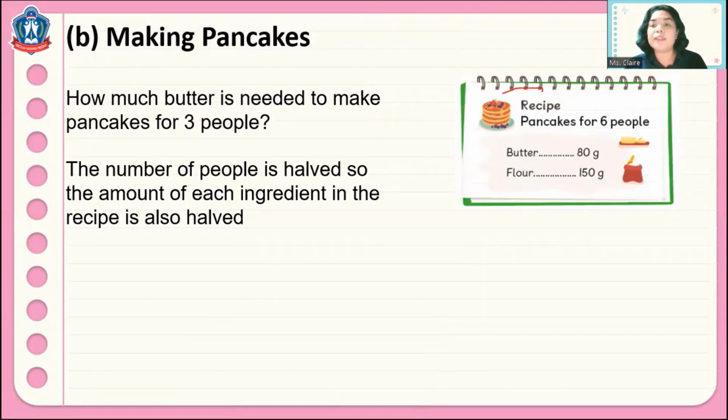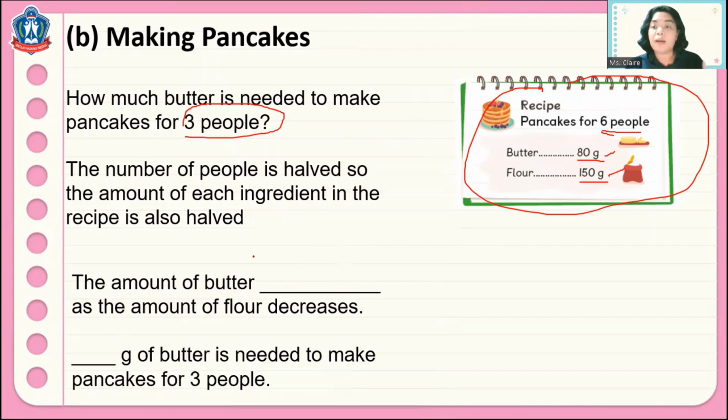Look at our recipe. Our recipe for making pancakes for 6 people needs butter, 80 grams, and flour, which is 150 grams. Take note that this is for 6 people. So if we will make it only for 3 people, we simply find the half of these ingredients or this recipe. So the number of people is half. So the amount of each ingredient in the recipe is also cut into half.